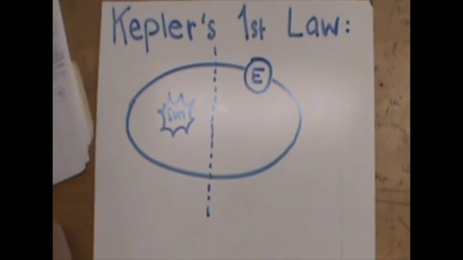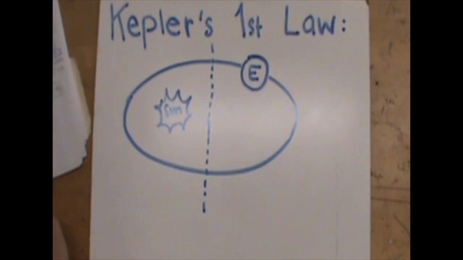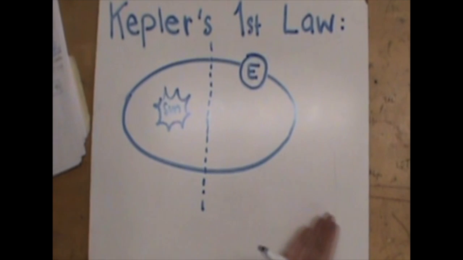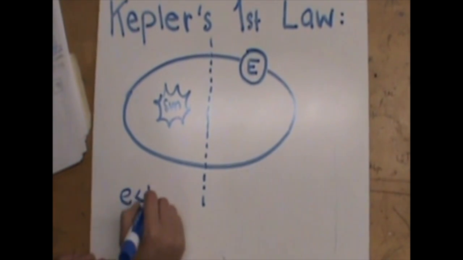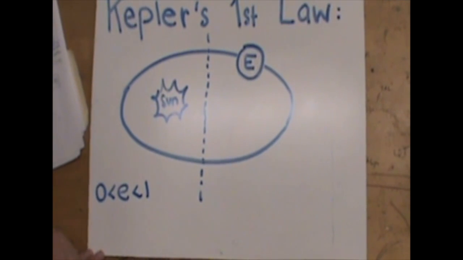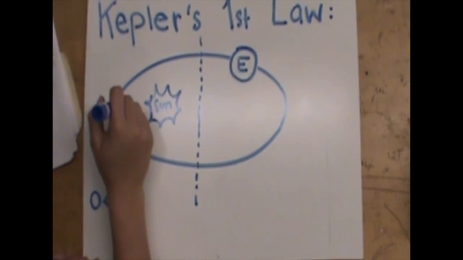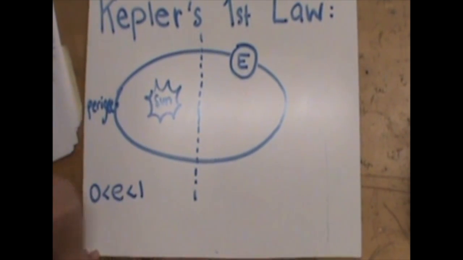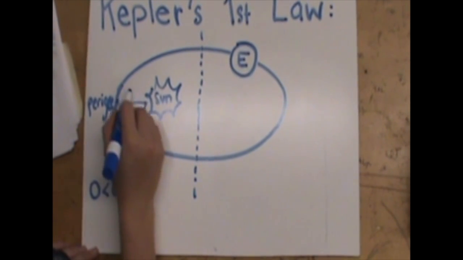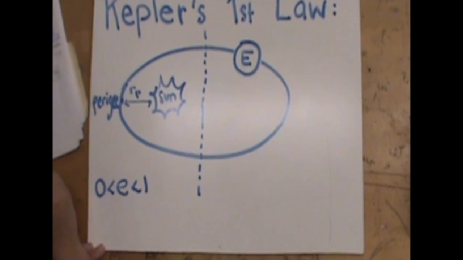Let's talk about Kepler's laws. Law 1. All planets orbit in ellipses. An ellipse has an eccentricity that is between 0 and 1, meaning it is not a perfect circle. The point at which the orbit is shortest is called the perigee. The distance along the major axis from the Sun to the orbit is the radius of the perigee. Since it revolves around the Sun, it is known more specifically as the perihelion.